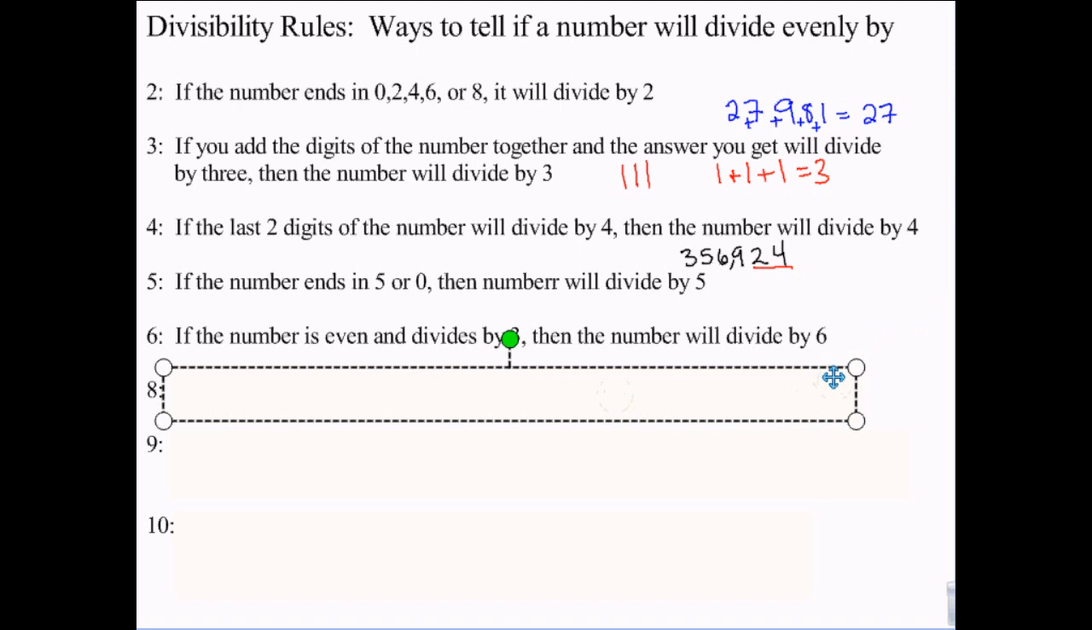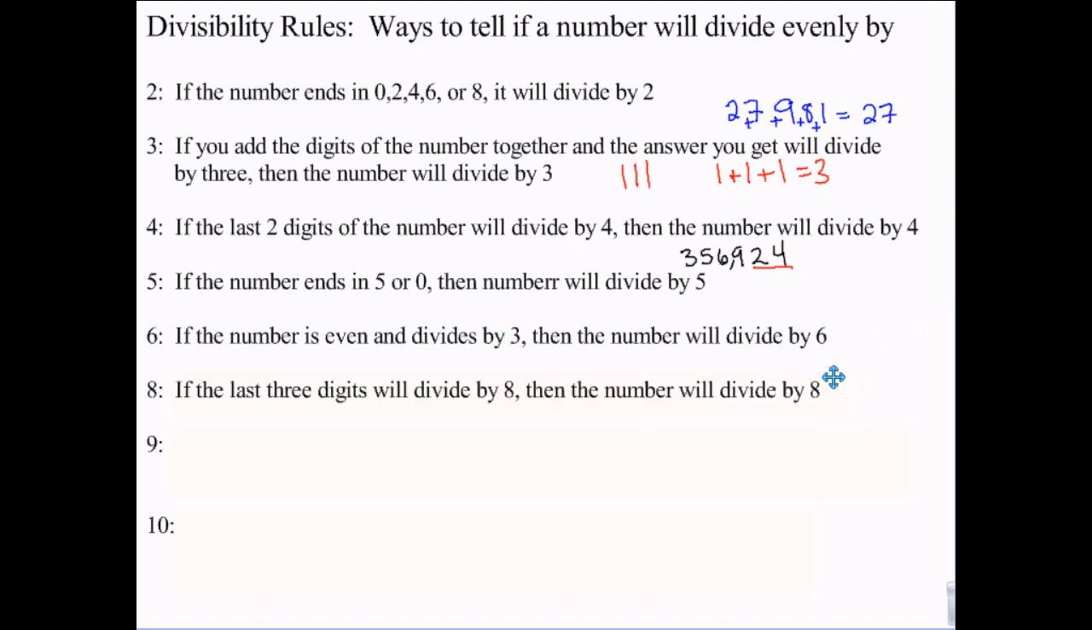Eight extends on the 2 and 4. 2 is 1 digit, 4 is 2 digits. So for 8, you look at the last 3 digits. So you can take a long number, just look at the last 3 digits and divide those by 8 quickly. And if that divided by 8, then you know the whole thing will divide by 8.